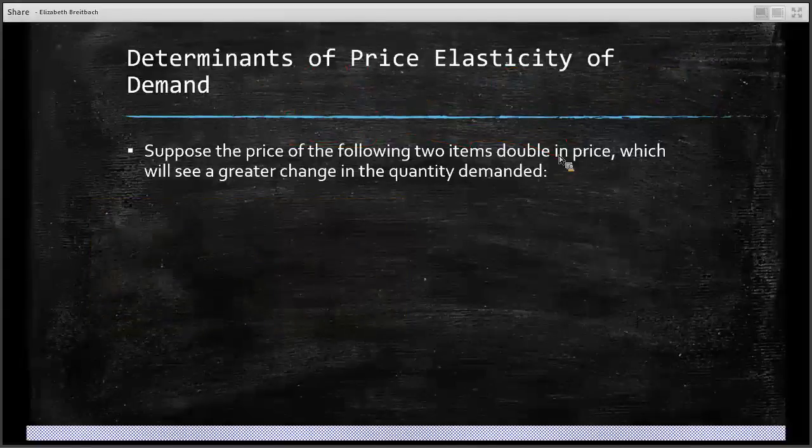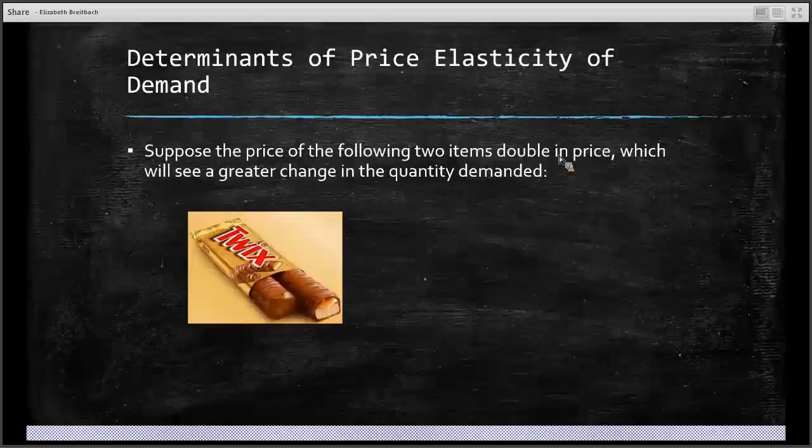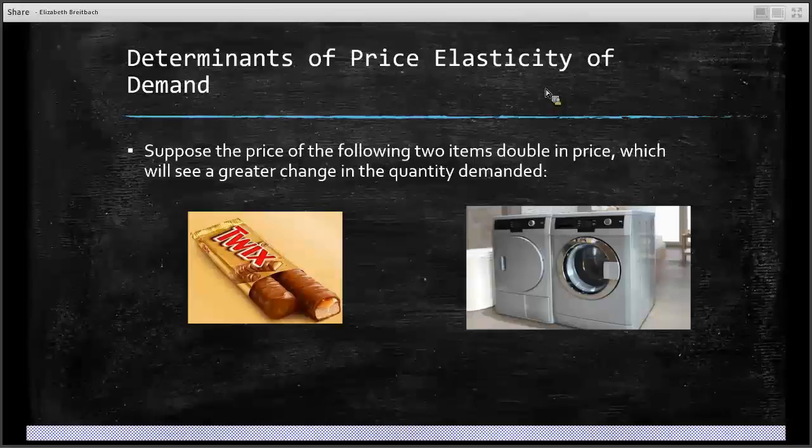All right, so let's look at another example here. So a Twix candy bar, or just let's say candy bars in general, either way, or a Samsung washer and dryer. Which one do you expect? So Twix candy bar, let's say it sells for $1 and it doubles in price.